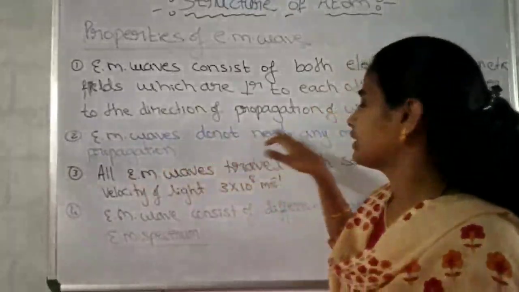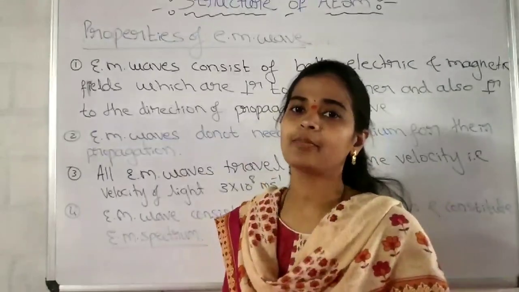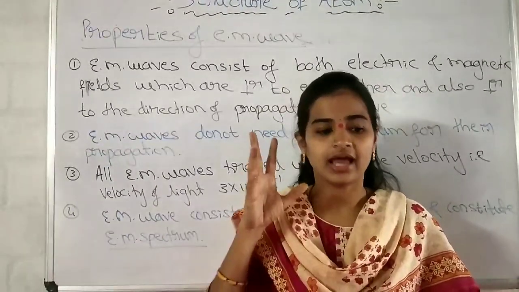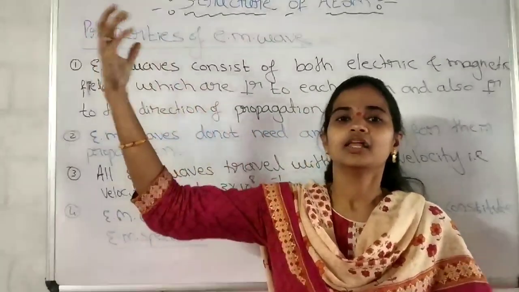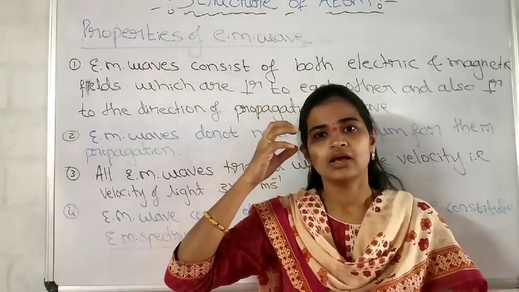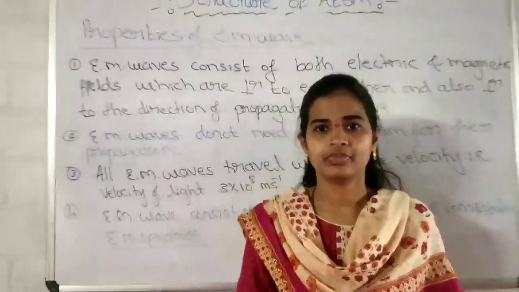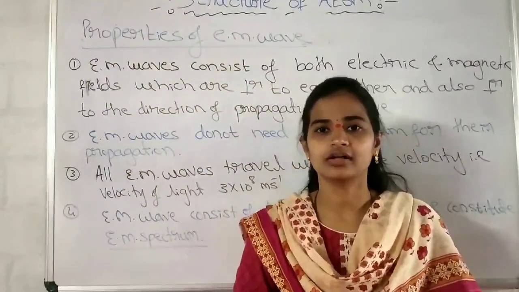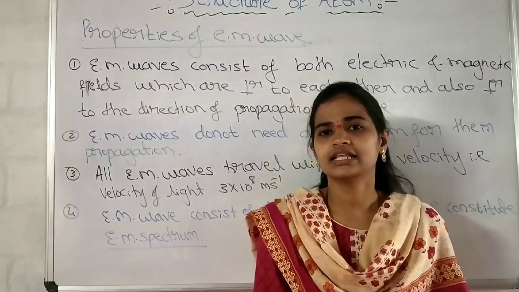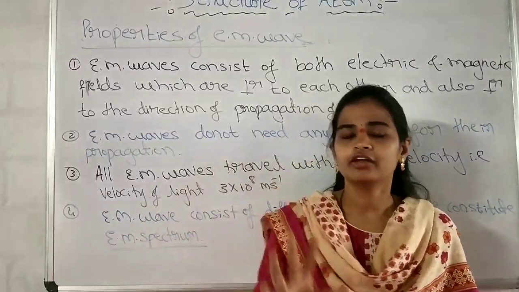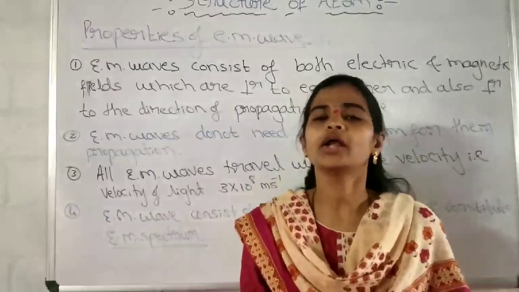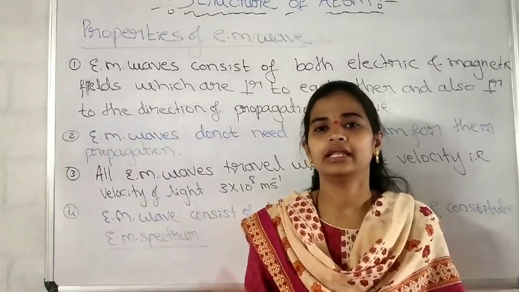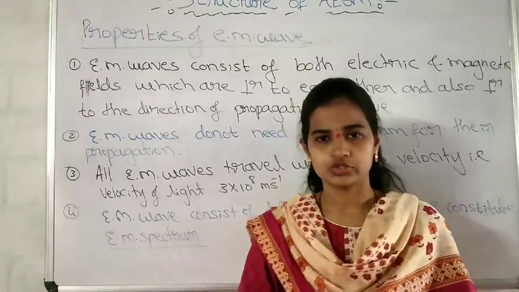Electromagnetic waves do not need any material medium for their propagation, and this is how we get light from the sun, isn't it? In the sky there is no medium, it's a vacuum, but even the light of the sun can travel and reach the earth. That light is nothing but a part of electromagnetic radiation. Therefore, remember, electromagnetic waves do not need any material medium for their propagation. They can travel in vacuum also.